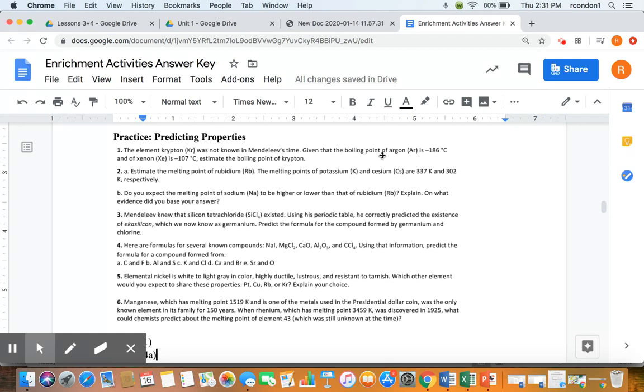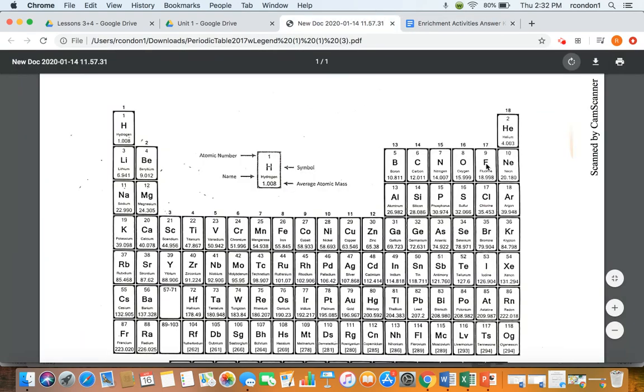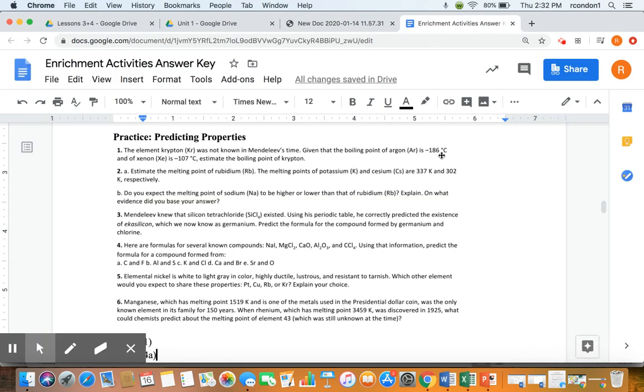So the first thing we need to think of is where are these elements on the periodic table? So we have krypton, argon, and xenon. Let's look around. Oh, check it out. They're in family 18. Here's argon, krypton, and xenon. So we know what argon is and we know what xenon is. Let's go ahead and check to see what those boiling points are. So argon is negative 186 degrees Celsius and xenon is negative 107 degrees Celsius.